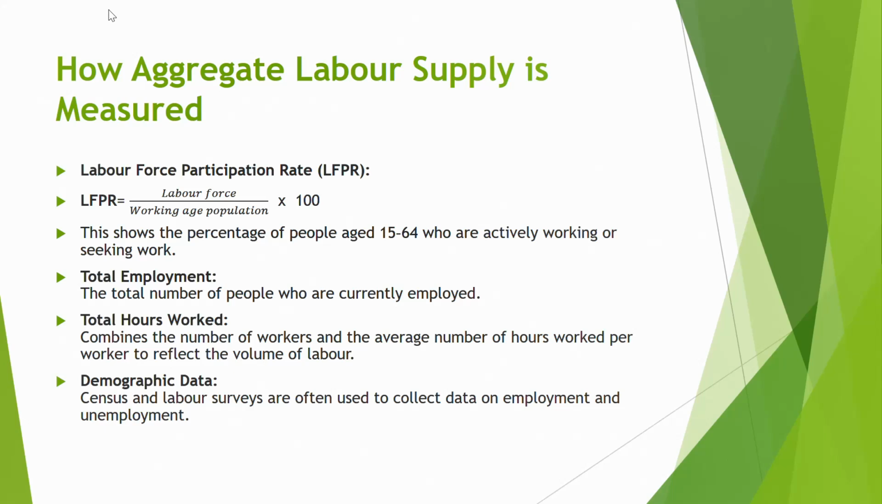But let me first take you back to the labor force participation rate. These are people who are working or seeking employment. So they include both those who are working and those who are not working but are seeking employment. The total employment is the number of people who are currently employed. Then the total hours worked combines the number of workers and the average number of hours worked per worker to reflect the volume of labor.